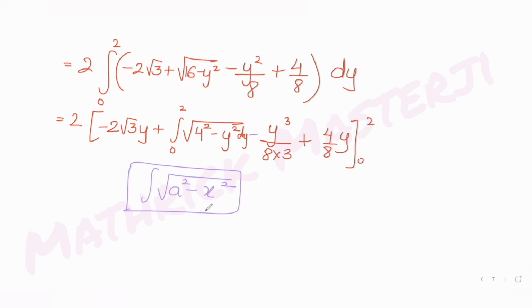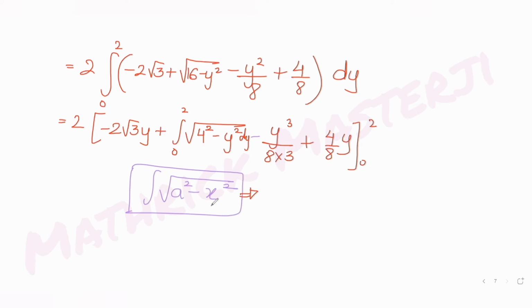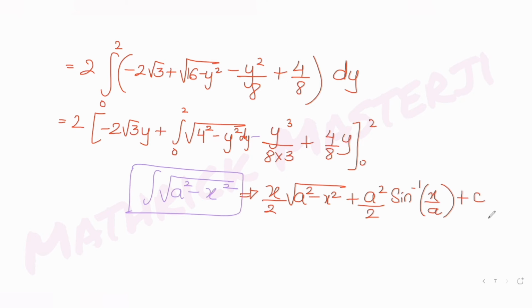So if I use the idea of root of a square minus x square, let's see what that gives. We know the integral of root of a square minus x square gives x by 2 root of a square minus x square plus a square by 2 sine inverse of x by a plus c. Now we don't apply the constant of integration here because the limits are already known to us.